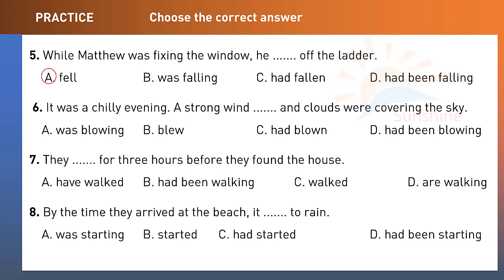Number 6. It was a chilly evening. A strong wind was blowing and clouds were covering the sky. This is background information in a story, for which we use past continuous. Number 7. They had been walking for 3 hours before they found the house. Here we're using past perfect continuous to emphasize the duration of the activity of walking. Number 8. By the time they arrived at the beach, it had started to rain. This is past perfect.